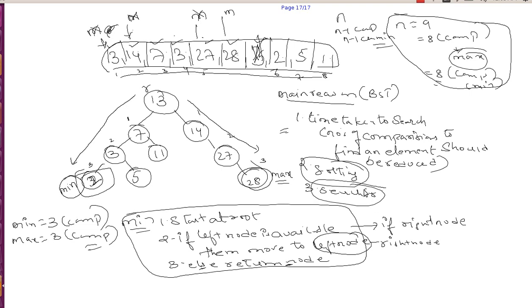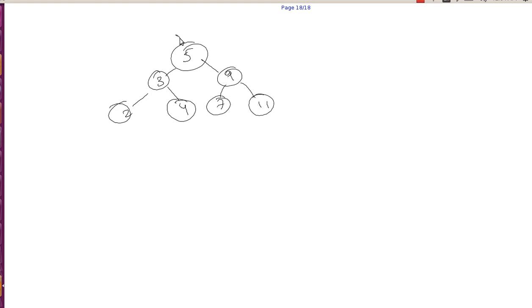Okay, so let us see how sorting and searching becomes easier once you store the data in this form, that is, in the form of a binary search tree. Obviously searching is easier, that is, finding the min and max becomes easier. Searching and sorting also becomes easier for us. So for example, consider this binary search tree. So this is your root.